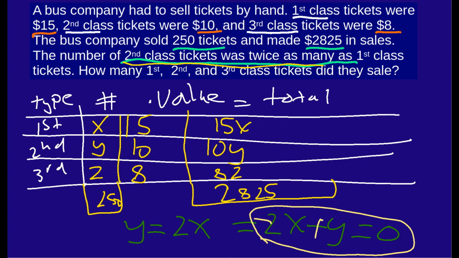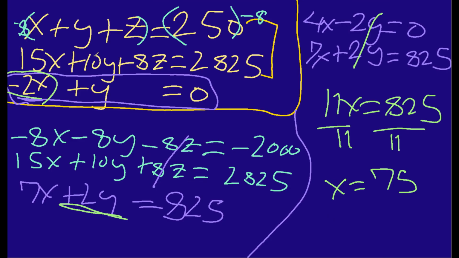And so the first thing we did was we set up our table, but then there was a little hint inside the actual problem about how many second class tickets there were compared to the first class tickets, and we put that information down here at the bottom. And so then after we set up our table, we took the columns to set up our system of equations here. So this column and this column like so. The third equation was already set up for us down here at the bottom.